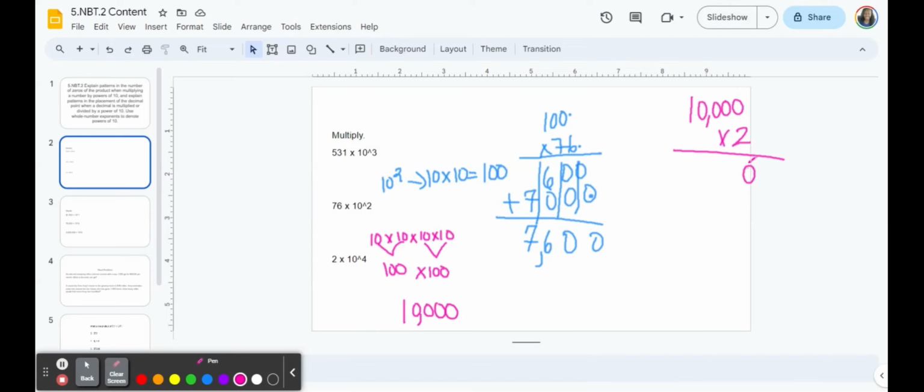0 times 2 gives us 0, and we do that 3 more times. So 1, 2, 3. And then 2 times 1 gives us 2. So remember, every 3 numbers, put a comma. So we get 20,000 for this particular answer to that problem. If you need to pause the video to see how we got the answer, then please feel free to pause the video.